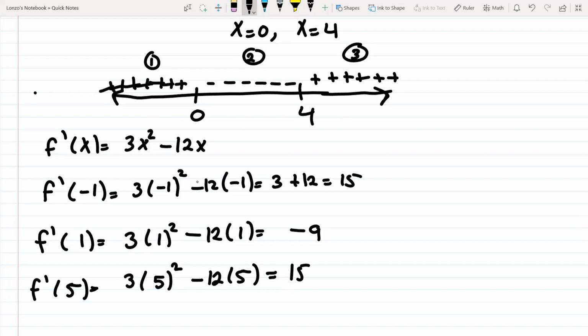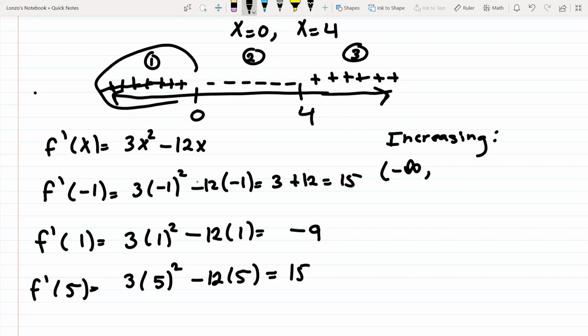Okay, so where is it increasing? It's in 2 parts, right? It's increasing from negative infinity to 0. So it's increasing here, negative infinity to 0. And you do not have to put the union. You just have to put a comma, and then it's also increasing from 4 to infinity, right?